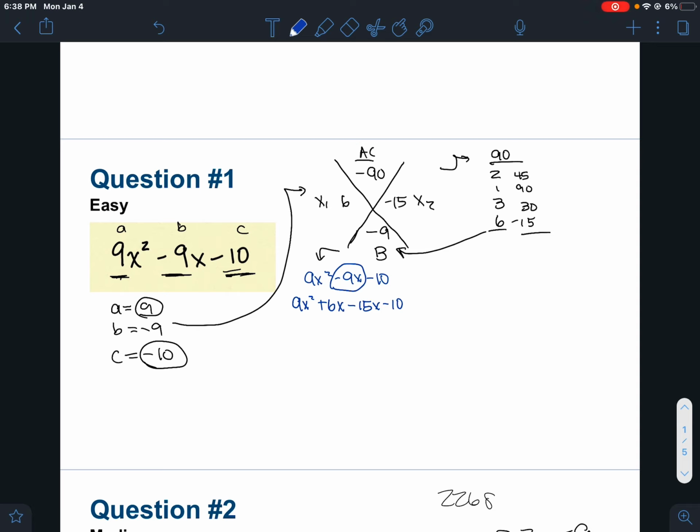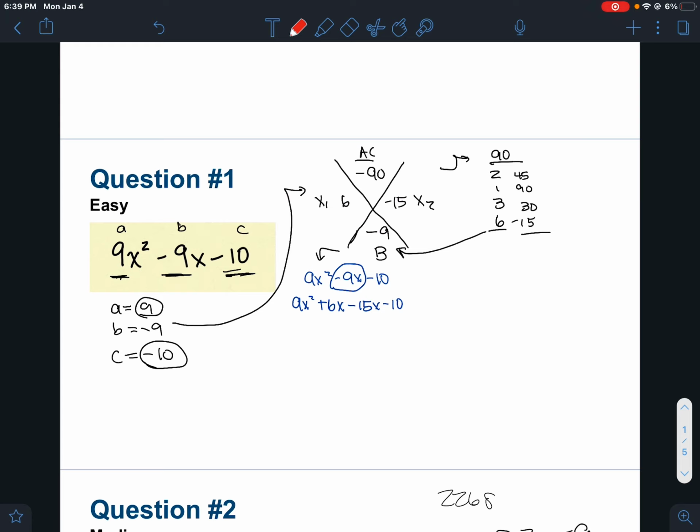And you can see that plus 6x minus 15x is still negative 9x. So we're essentially just rewriting the equation. That might be a little confusing because it's like, why are we doing that? You'll know why once we go to the next step. And the next step is going to be determining the GCF.